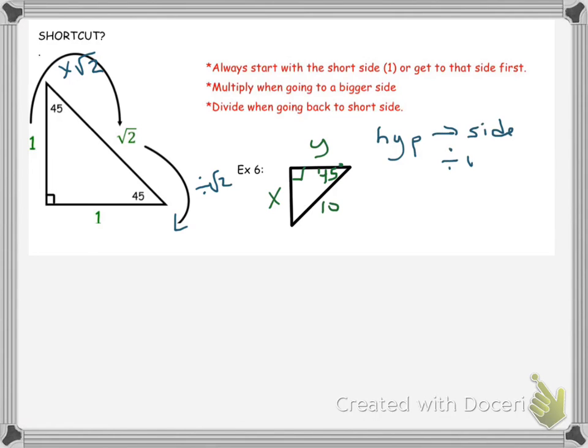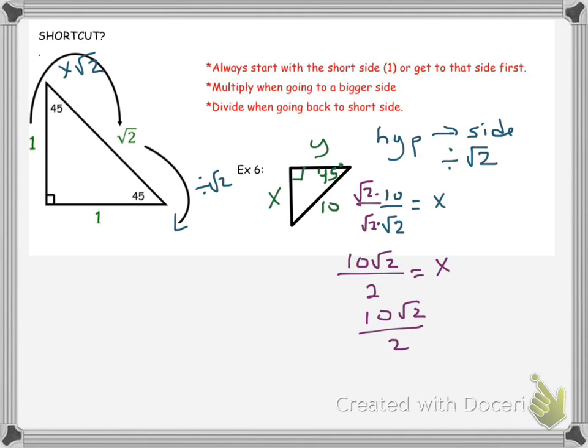In example 6, we're going from the hypotenuse to the side, which means we're dividing by root 2. So 10, the hypotenuse, divided by root 2 will give me x. Well, I have to multiply both the top and the bottom by root 2 to rationalize the denominator. My final answer will be 10 root 2 over 2. That equals x. Well, x is the same thing as y, so we don't even have to do it again. I just know that 10 root 2 over 2 equals y.